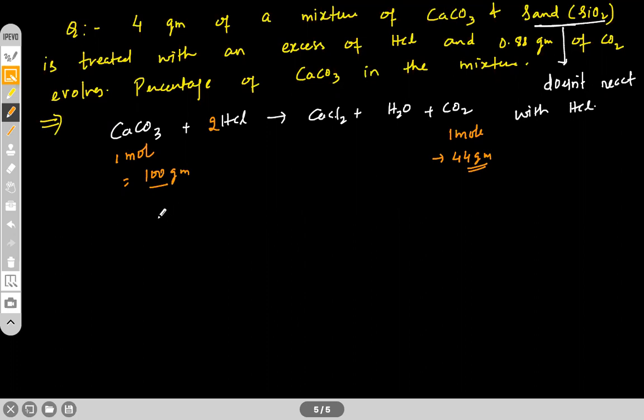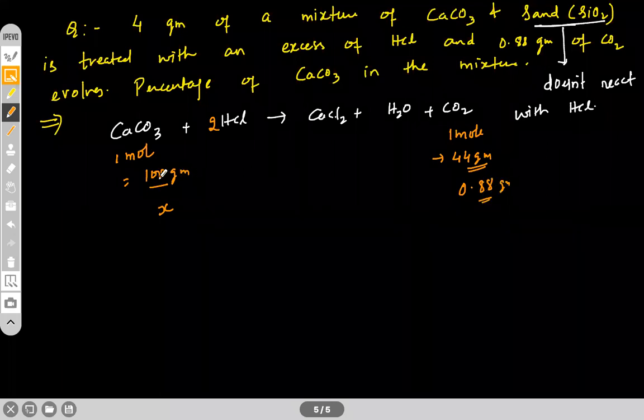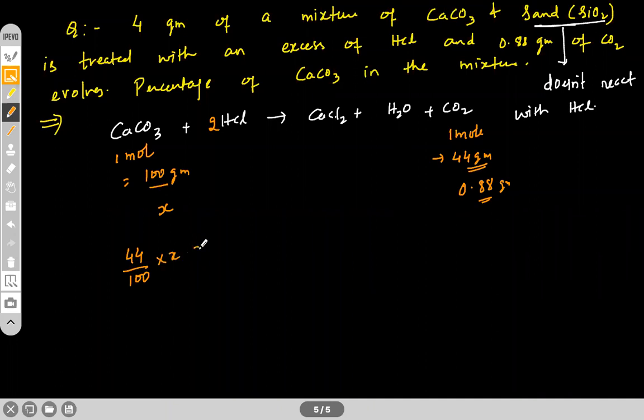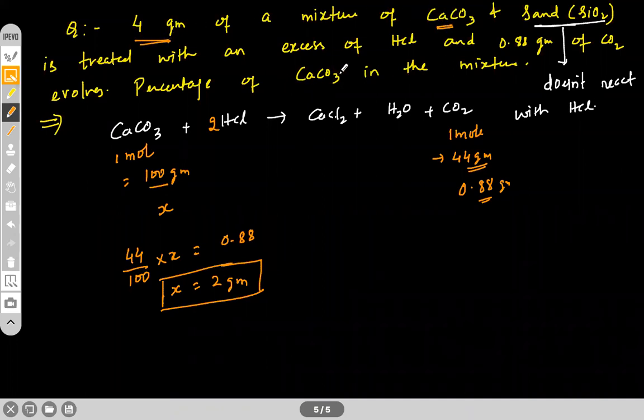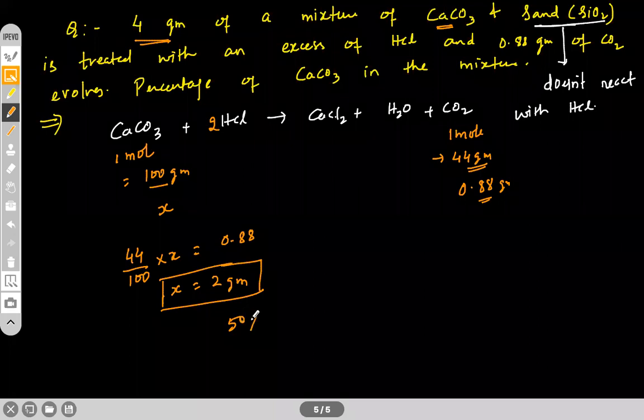Okay, so we can do this in 2 different ways. We can assume X gram of CaCO3 gives 0.88 gram of CO2, right? Then we can easily say that 100 gram of this gives 44. So 1 gram of this gives 44 by 100 and X gram of this gives 0.88. So this is a relation. You can find out X from this, which is nothing but 2 gram. The mass of CaCO3 is 2 gram. So out of 4 gram of this mixture, 2 gram is CaCO3. Then the percentage of CaCO3 is obviously 50%.